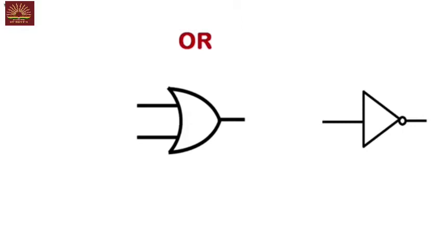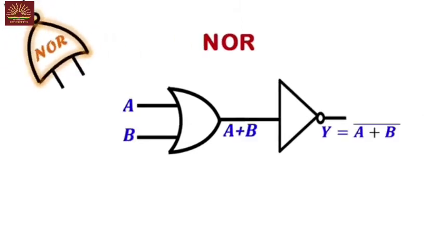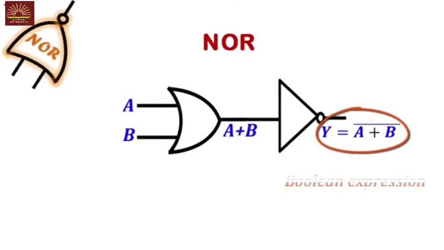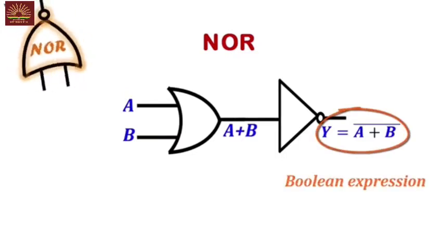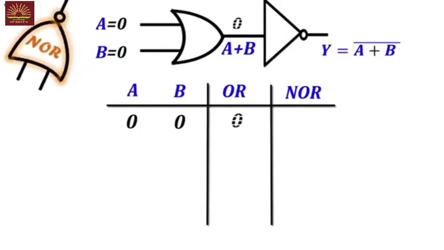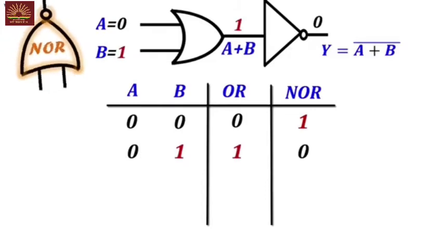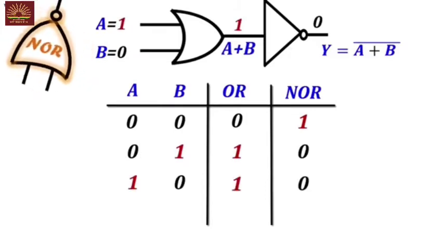An OR gate followed by a NOT gate is a NOT OR, a NOR gate. The output Y is the complement of the OR gate output. Let us look at its truth table. When both the inputs are at logic 0, the output of the OR gate is 0 and the NOR gate is 1. For all the other input combinations, the output of the NOR gate is 0.